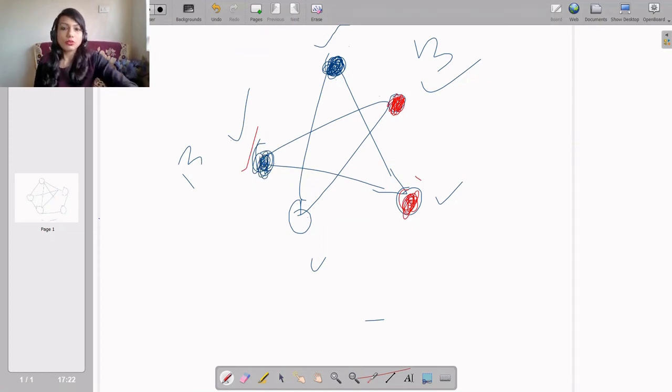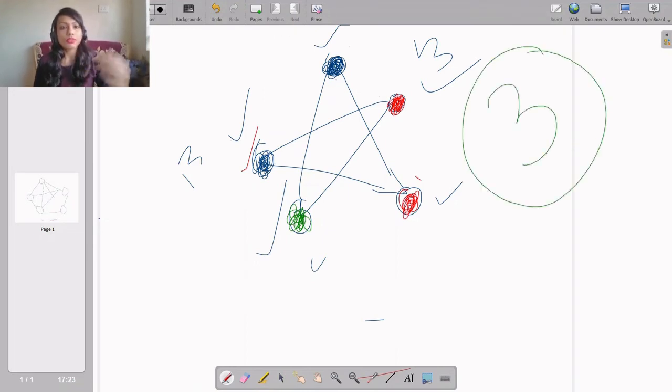So next, which vertex is remaining? Only this. I can't use blue here. Can I use red here? No. So I'll use something called green. So in this graph, what is the minimum number of colors I can use so that adjacent vertices are not of the same color? I can use three. Three is the minimum number of colors I can use here.